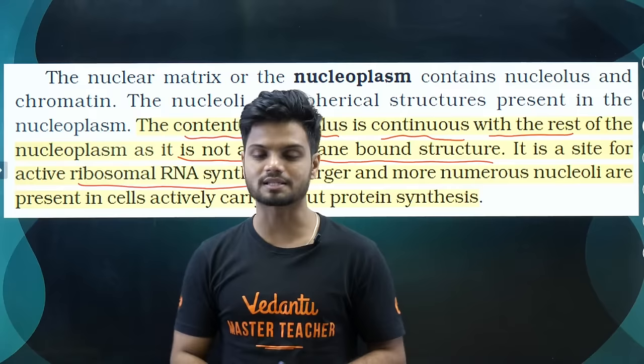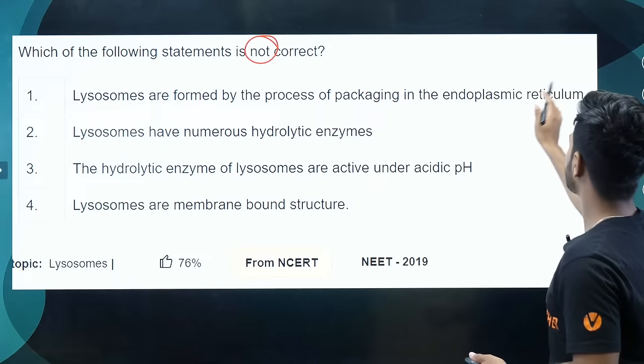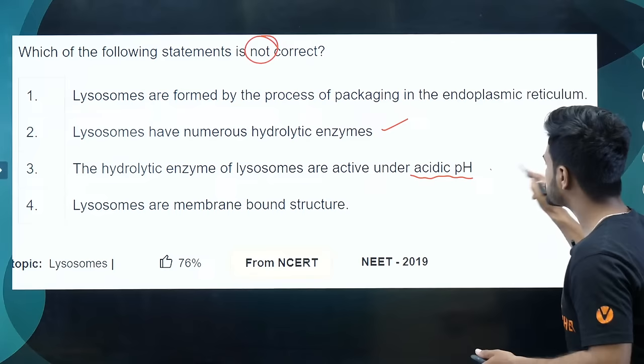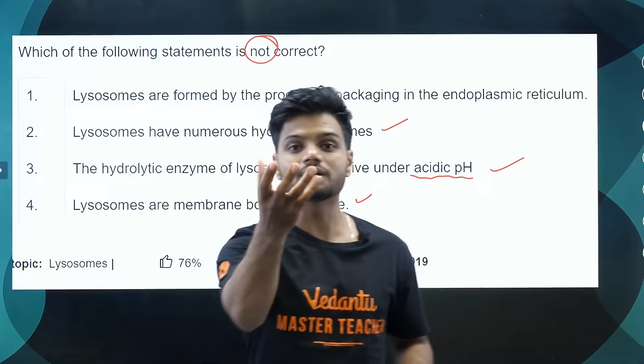Done? Next question. Which of the following statements is not correct? Lysosomes are formed by the process of packaging in the endoplasmic reticulum. Lysosomes have numerous hydrolytic enzymes. Hydrolytic enzymes of lysosomes are active under acidic pH. Lysosomes are membrane-bound structures. Which is the answer now? Tell me in the chat quickly. Which is not correct?